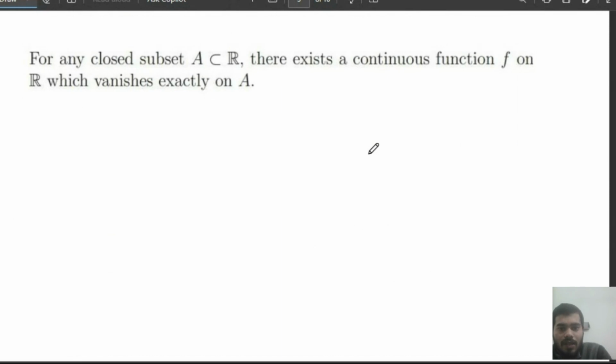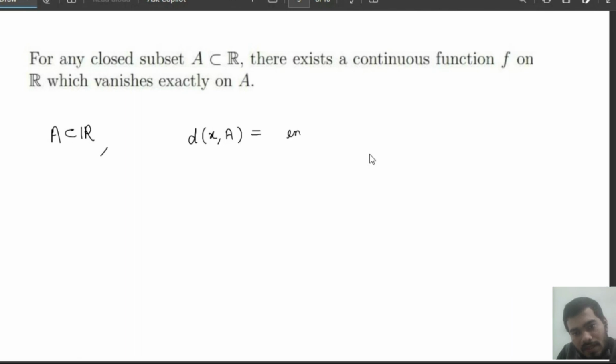For a closed subset A, there exists a continuous function f on R which vanishes exactly on A. Can somebody answer this? It is not that difficult. Do you know any function? It is not the usual function that we encounter usually. Does anybody know such a function? Consider the distance function. Yeah, very nice. So take the set A. Now define the distance function d(x).